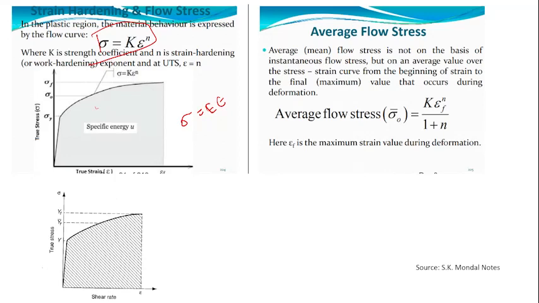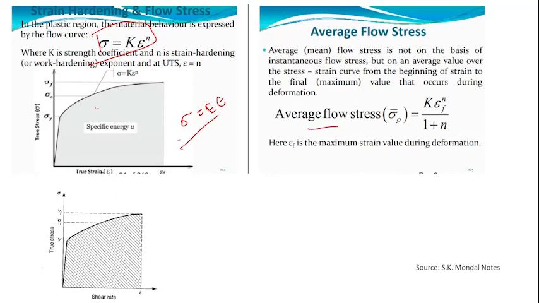Why are we very much interested in the plastic zone? Because we want to do plastic deformation. That is how we will change the shape. We are no more interested in the elastic limit, because it will recover after we remove the load. So we are more interested in the plastic zone. This is the formula for the plastic region: sigma equals K epsilon to the power n. This is what you call flow stress.